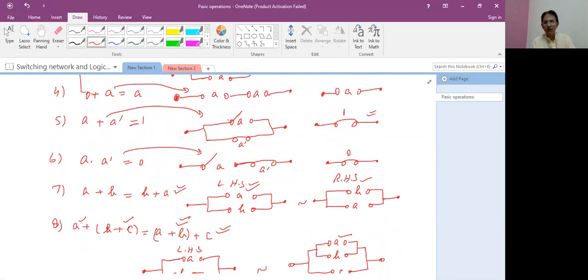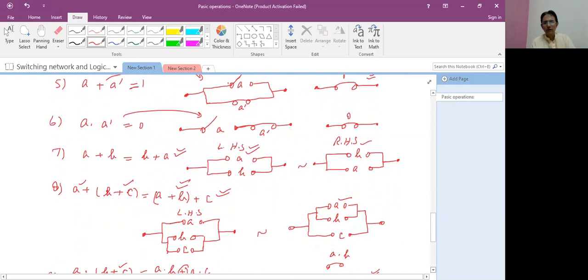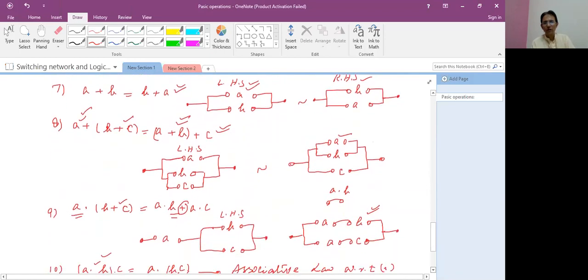Now similarly, student, when we apply the associative law, it means A connected with B and C is equivalent to first connecting A and B, then connecting that to C. So this is called the associative law in terms of switching circuits.